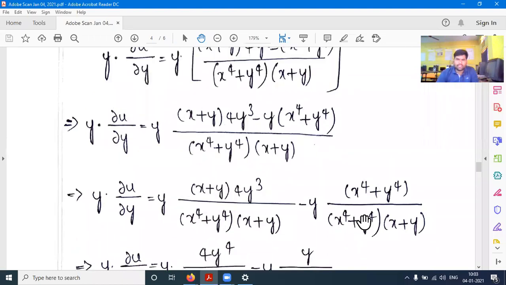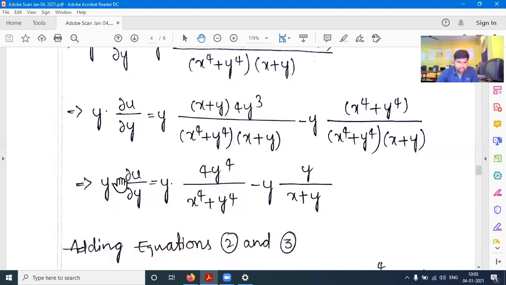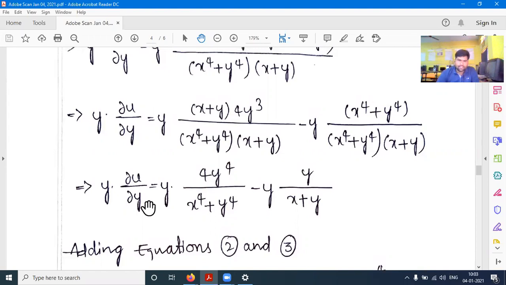We are here doing separation. So y into 4y cube divided by x to the power of 4 plus y to the power of 4 into x plus y, minus y into x to the power of 4 plus y to the power of 4 divided by x to the power of 4 plus y to the power of 4 into x plus y. Here x plus y will get cancelled, and x to the power of 4 plus y to the power of 4 will get cancelled.